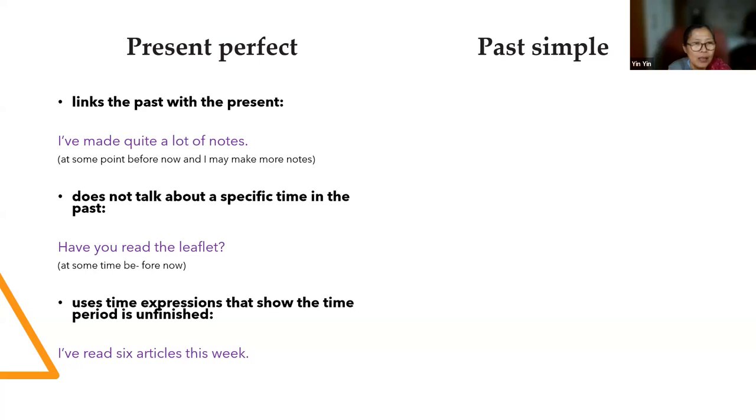I've read this article this week. This week is a time expression, so we use present perfect.